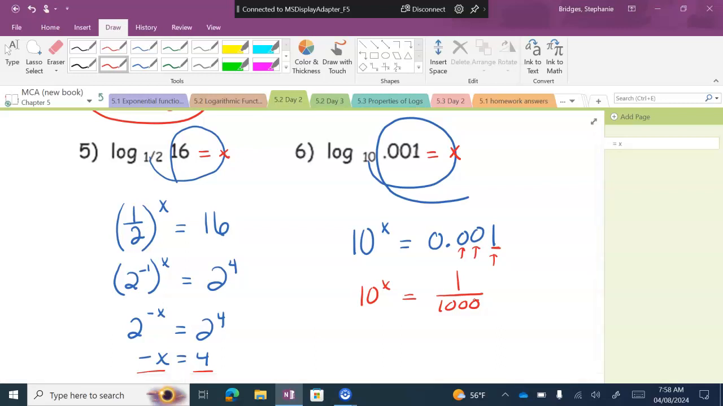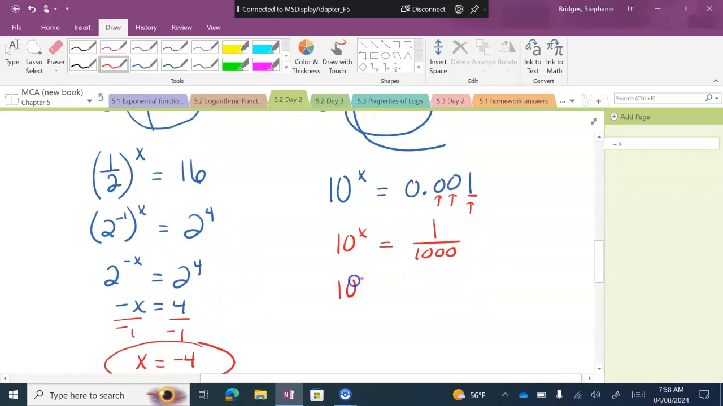With the left side having a base of 10, it can't be broken down into 2 squared or 3 squared or anything like that, right? So what I need to think about is 1,000. Is 1,000 a power of 10? It is. Okay. Bring that 10 to the x. The first thing I'm going to do is rewrite that as 10. What is 1,000? 10 to what power? The third. Does that mean x is 3 here?